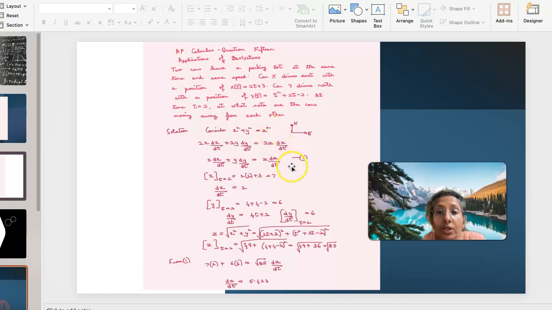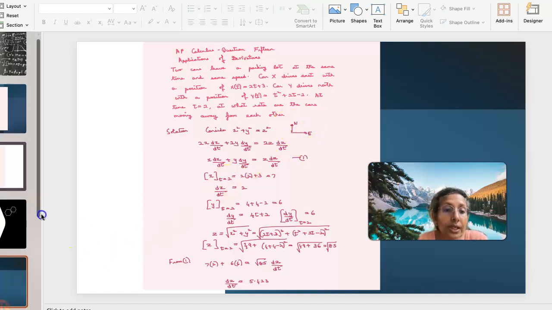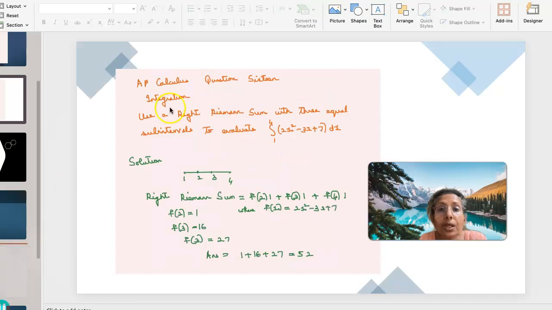So from equation 1, x dx/dt plus y dy/dt, when you substitute, you get 7 into 2 plus 6 into 6 equal to z at the point t equal to 2, which is root 85, times dz/dt. So dz/dt will be 5.423, because they sort of move apart in a right angle, east and north. Okay, let's move to the next question.